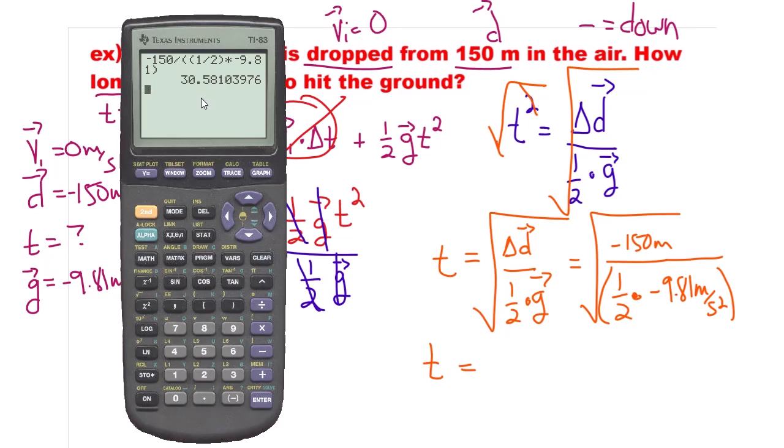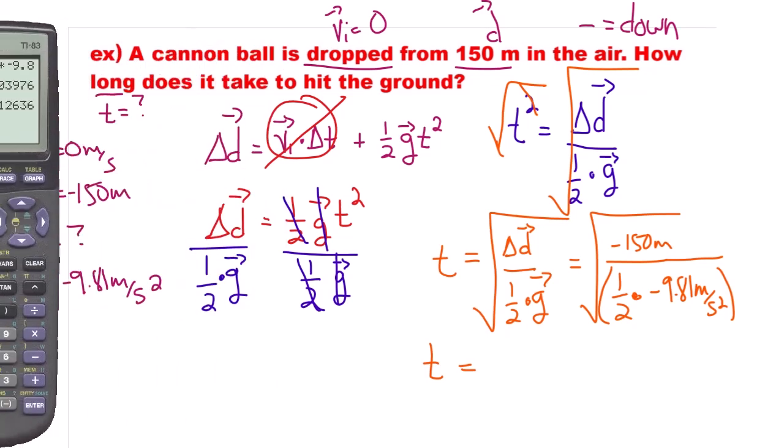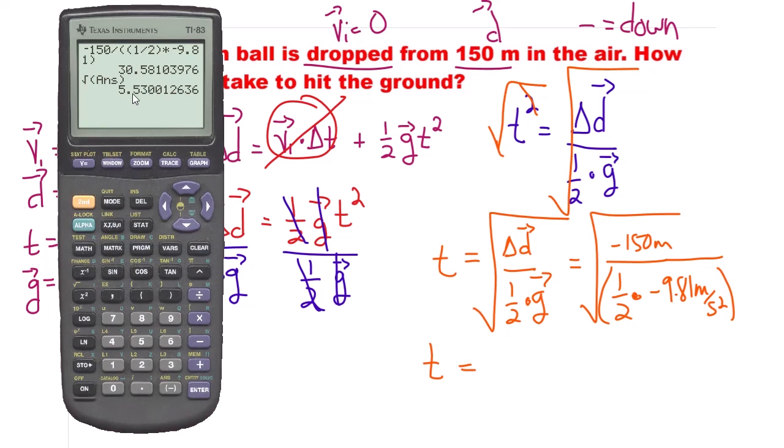Now, I still have to square root that. So to square root it, I hit the square root button, and then I can tell my calculator to square root the answer with this button here. Then when I hit enter, I will square root that number, and here's my answer. Let's look at how many sig digs I get. I think I get 3 this time. So 5.53 is my answer.